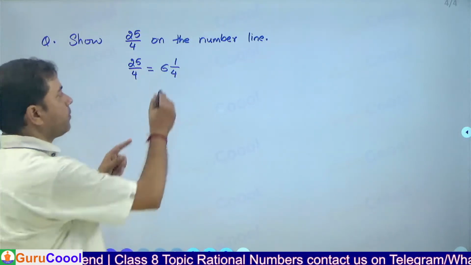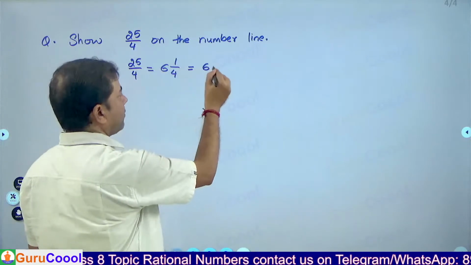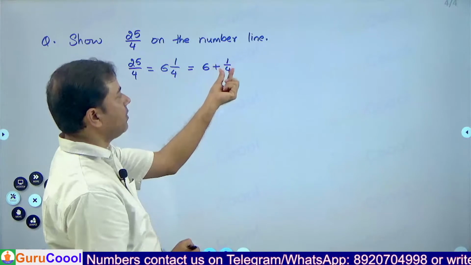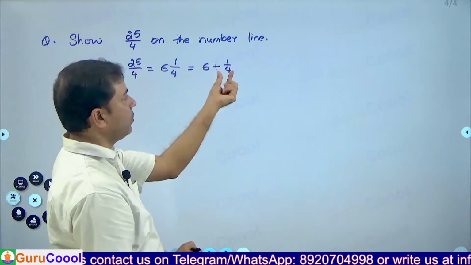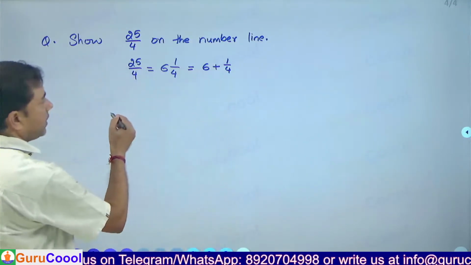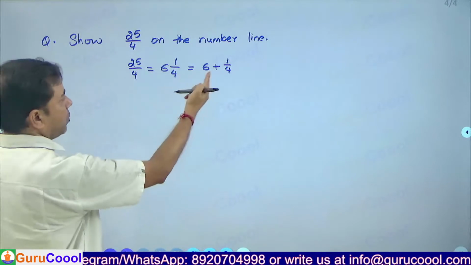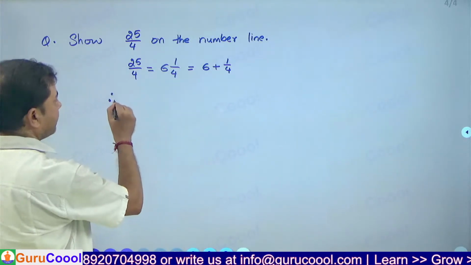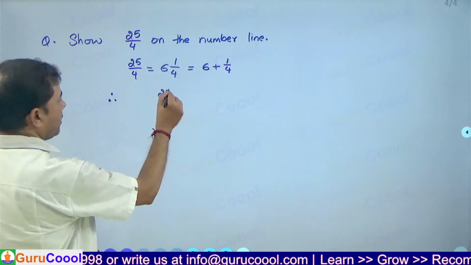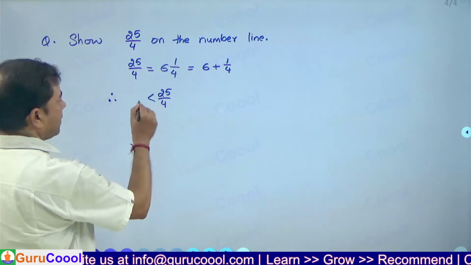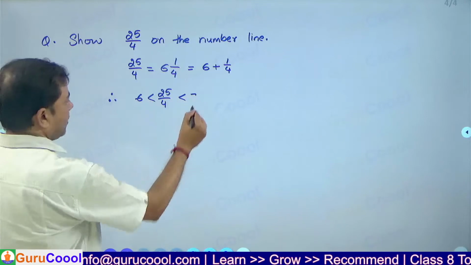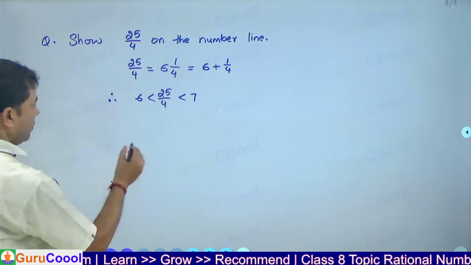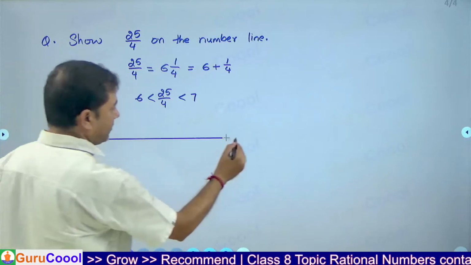That means 6 plus 1 by 4. 6 and something more. 6 and 1 by 4. So it is clearly between 6 and 7. More than 6, less than 7. 25 by 4 is greater than 6, lesser than 7. So now let's draw the number line.